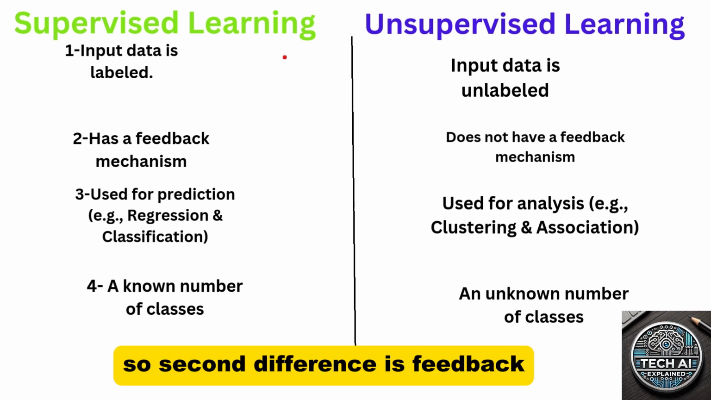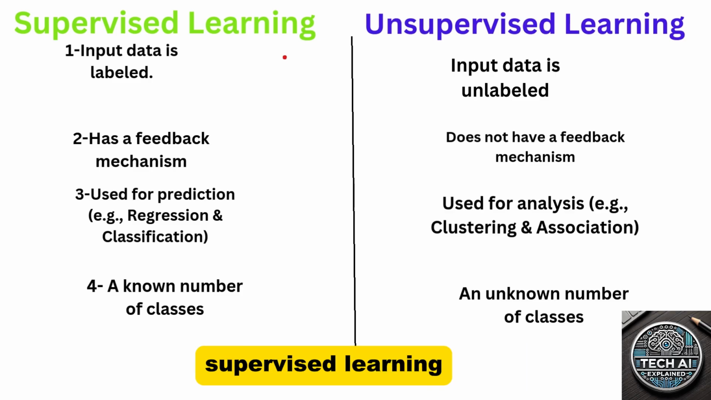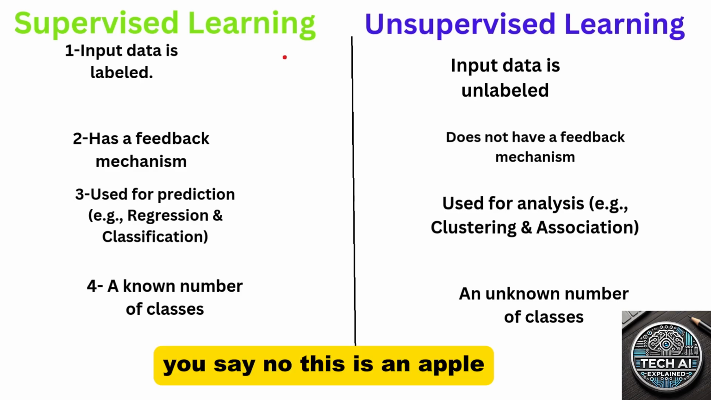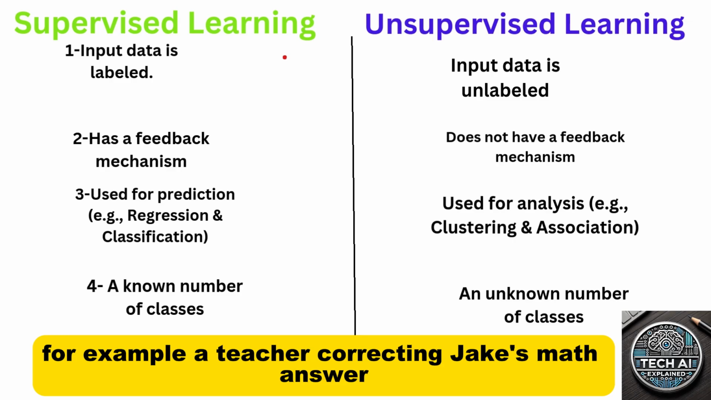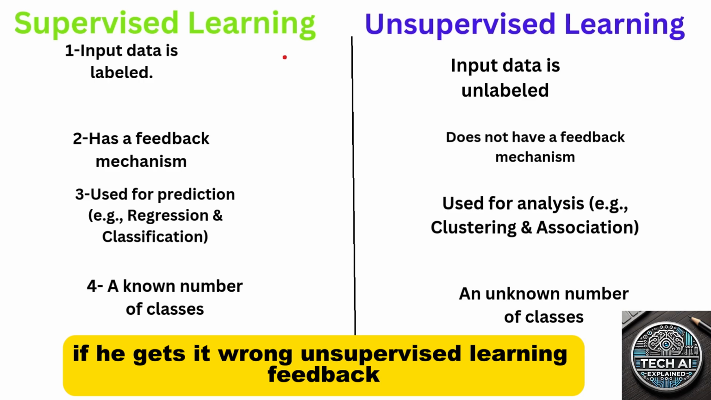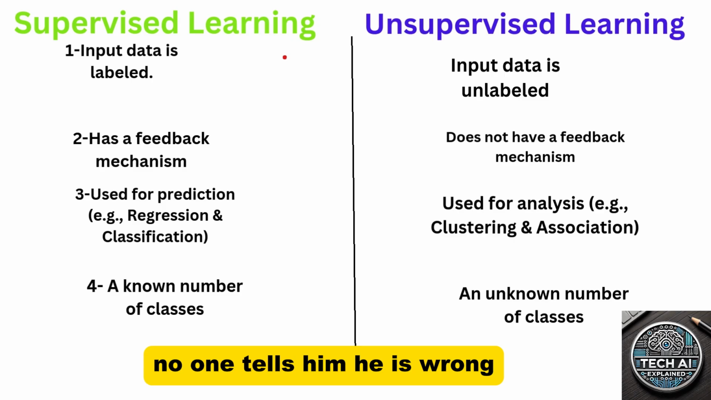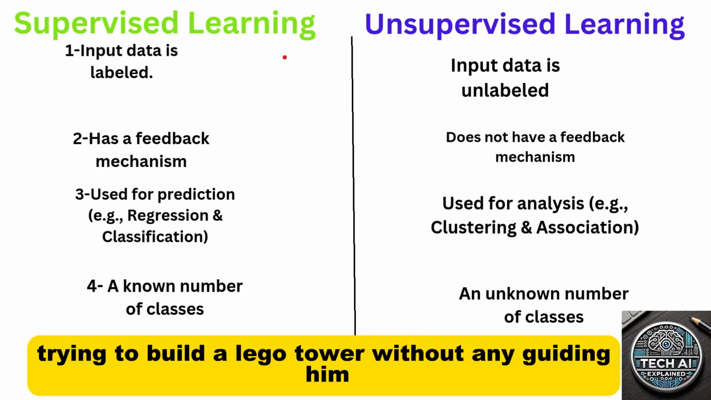So the second difference is feedback. Supervised learning, you help Jack when he makes a mistake. If he calls an apple a banana, you say no, this is an apple. For example, a teacher correcting Jack's math answer if he gets it wrong. Unsupervised learning feedback, Jack learns without help. Even if he makes mistakes, no one tells him he is wrong. For example, Jack trying to build a Lego tower without anyone guiding him.